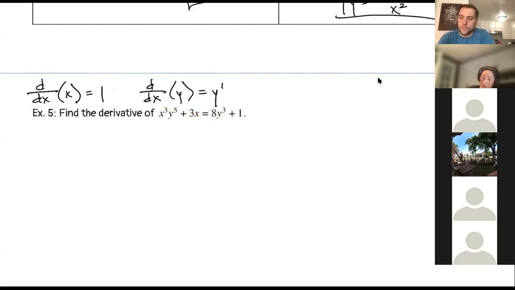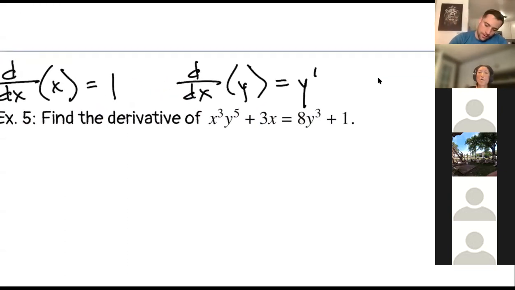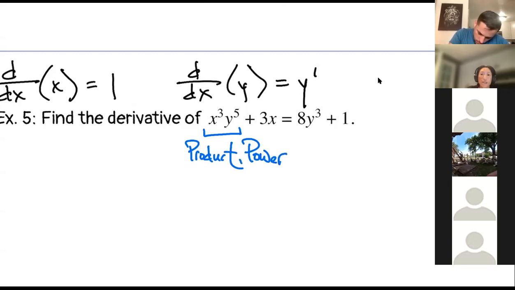So, I always ask you, tell me what rules you think you're going to need. And in a moment like this, I think it makes a very long, complicated looking problem a little bit simpler. Okay. So let's start with this x cubed y to the 5th. What rule or rules do you think we're going to need to use here? I see product rule, excellent. Power rule, excellent. Product and power. All right.